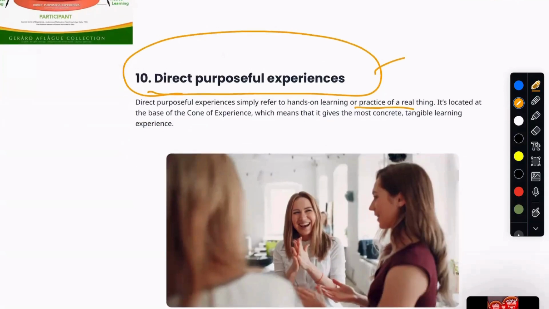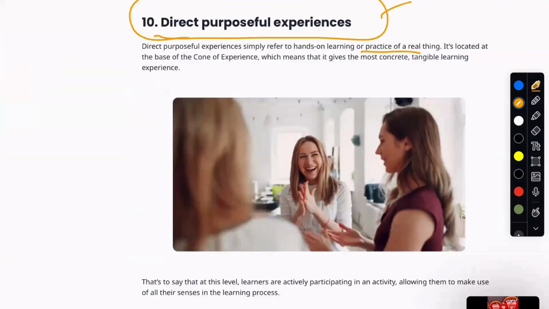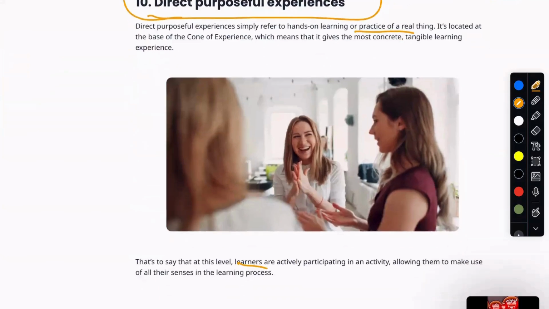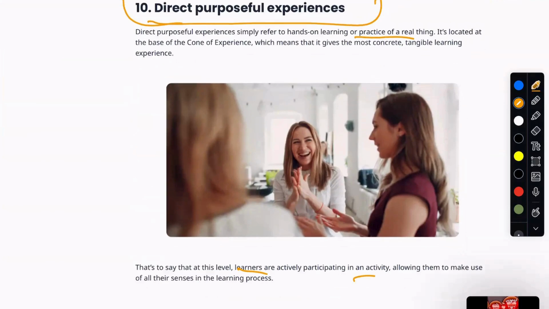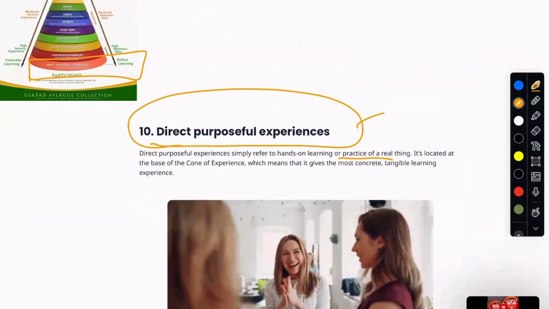It's located at the base. This is the base of the cone of experience, which means that it gives the most concrete, tangible learning experience. Learners are actively participating in the activity, allowing them to make use of all their senses in the learning process. So this is the cone of learning. I'll talk more about it on the next Alka and Ria show. I hope you learned something.